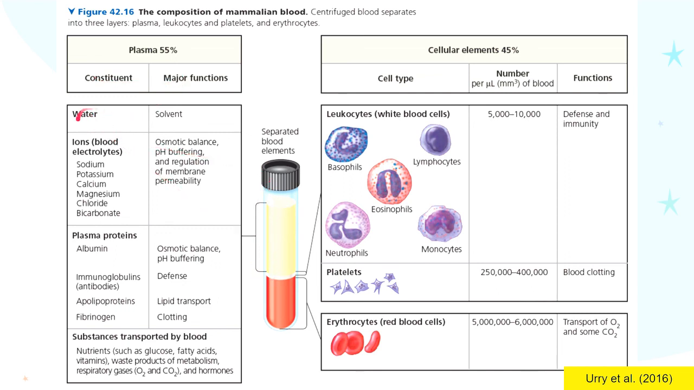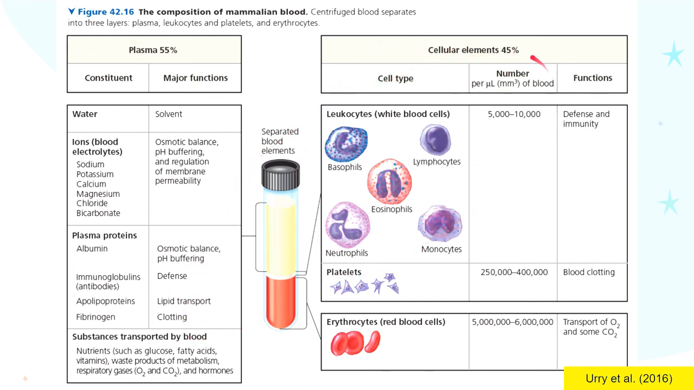So it's made up of water and ions. So these are your blood electrolytes: sodium, potassium, calcium. It also has plasma proteins: your albumin, immunoglobulin for defense, fibrinogen for clotting. And other substances transported by blood. So those are your nutrients in the form of glucose and fatty acids, waste products of metabolism, respiratory gases such as oxygen and carbon dioxide, and even hormones. All of these are found in the 55% plasma of your blood.